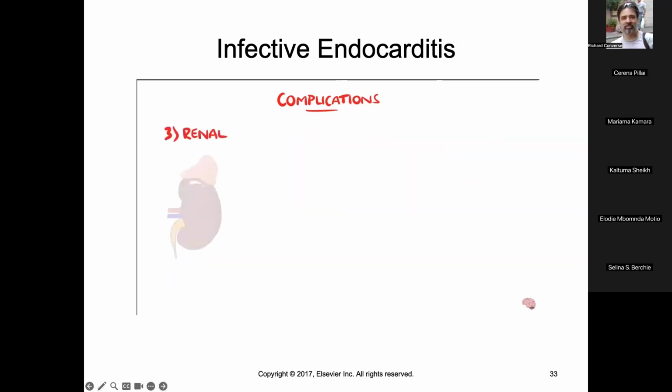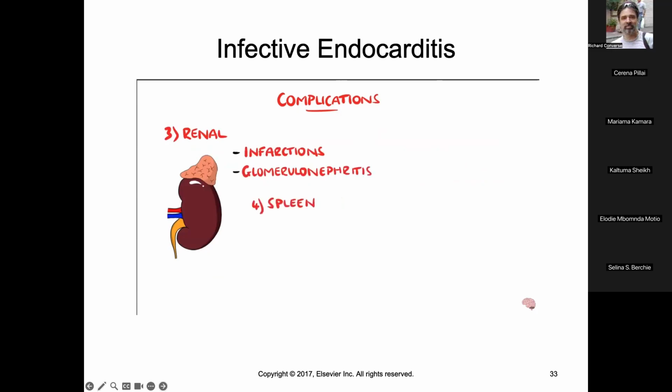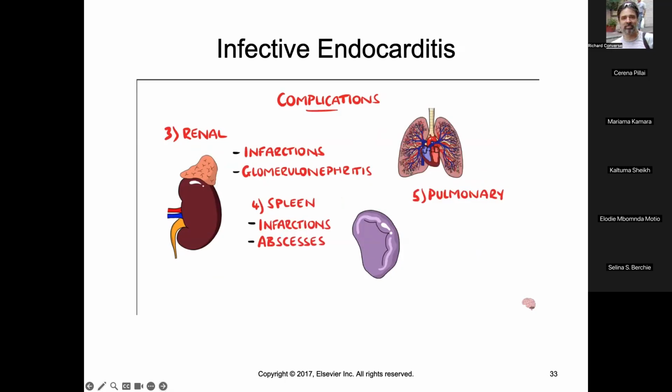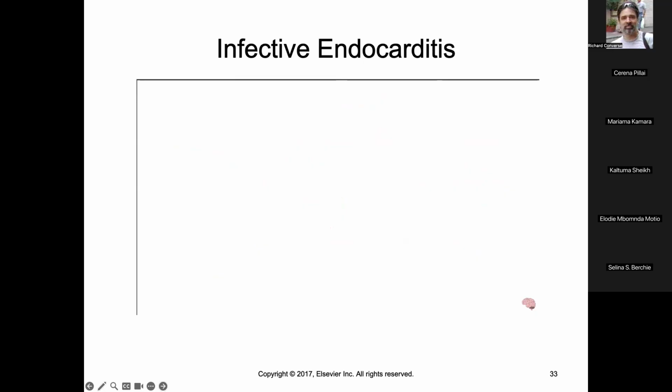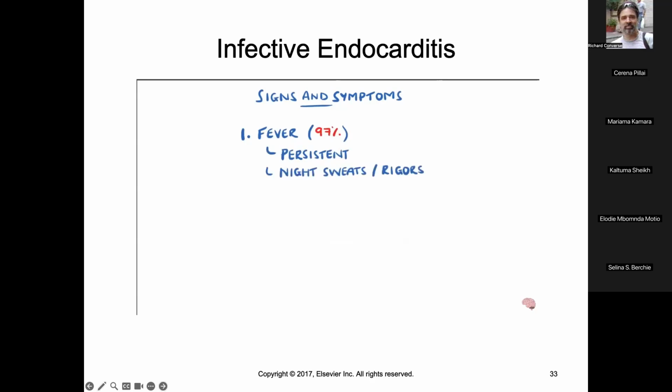Emboli can travel to the kidneys and cause renal infarctions, and immune complexes formed to the emboli can deposit in the kidneys, causing glomerulonephritis. The spleen is also a common site of embolization, leading to infarction and abscess formation. If the emboli go into the pulmonary circulation, such as when the tricuspid valve is affected, this can lead to septic pulmonary embolism. Fever is present in 97% of people, often being persistent with no obvious other cause, and may be associated with rigors or night sweats.